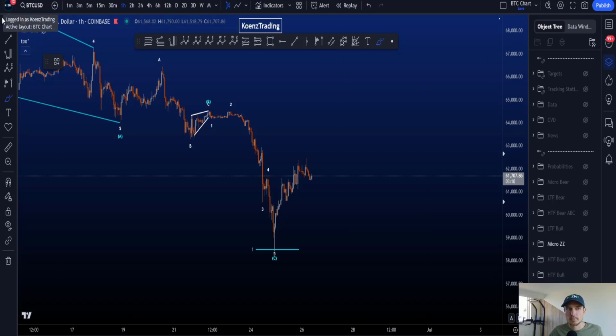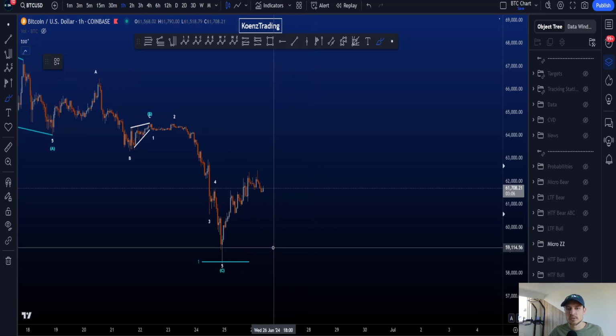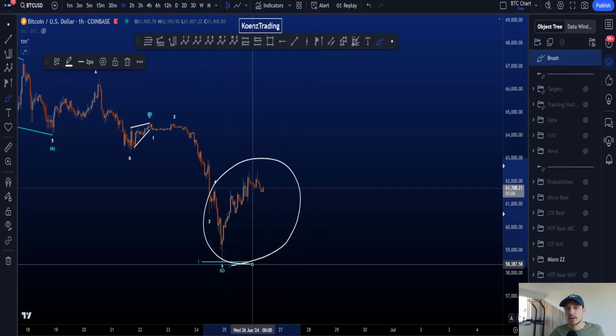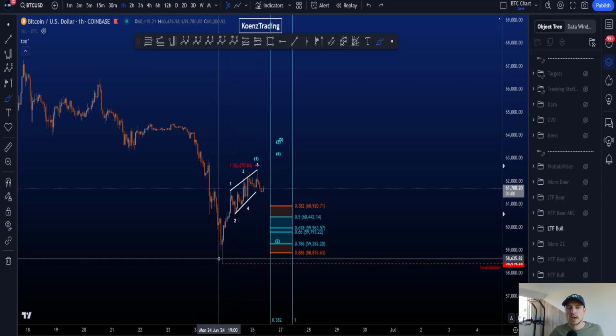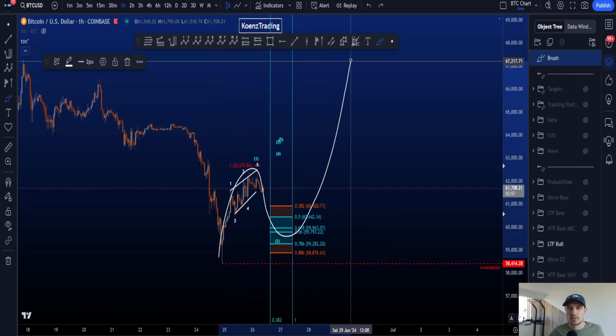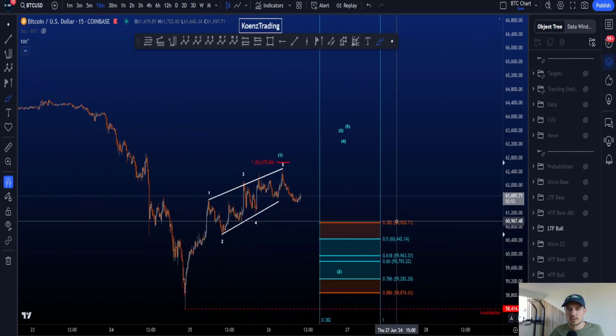Now, preferably, therefore, your ABC zigzag is finished, which means that preferably your WXY corrective structure on the daily time frame is finished, and you're going to continue towards the upside, which means that locally we now want to count impulsive structures to the upside, where this is your low and we're looking for a wave 1, 2 and continuation to the upside in a bigger wave 3.